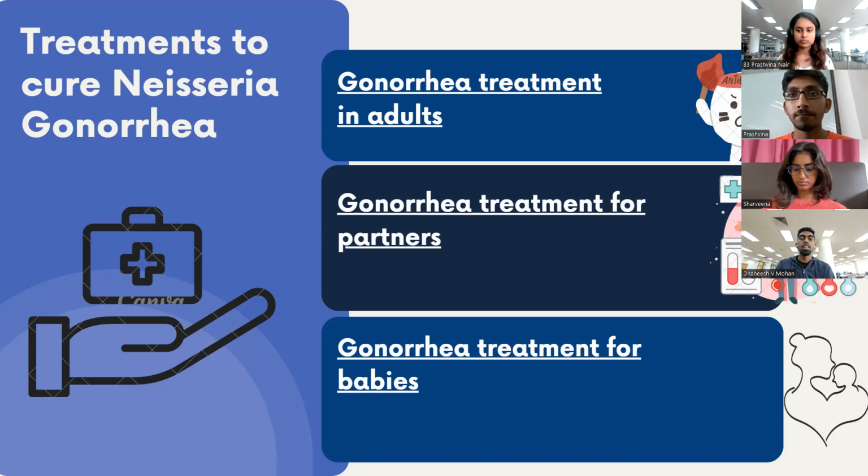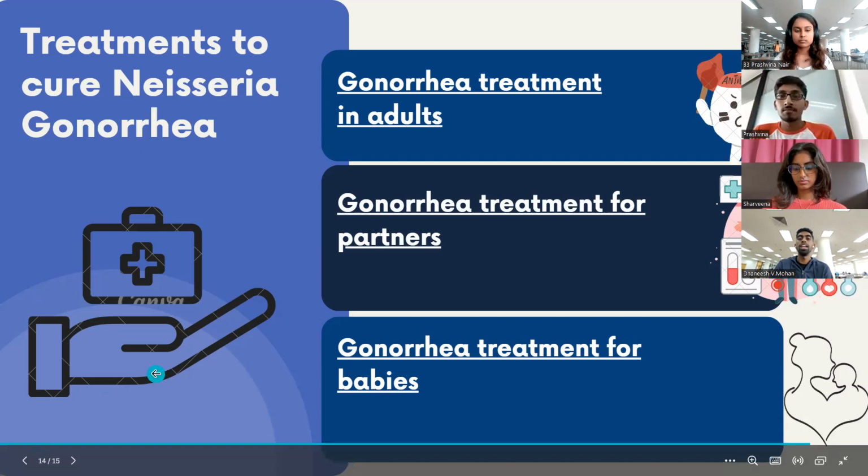Babies born to mothers with gonorrhea who develop the infection can also be treated with antibiotics. Now, for partners, your sexual partner or partners from the last 60 days also need to be screened and treated, even if they have no symptoms. If you're treated for gonorrhea and they aren't treated, you can become infected again through sexual contact. Make sure to wait until 7 days after your partner is treated before having any sexual contact. Next slide.